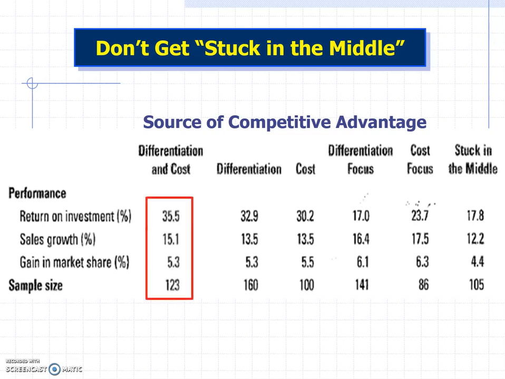Let me just show you the numbers first. The return on investment is actually the highest. And sales growth is quite good, and so is the gains in market share. This is not getting stuck in the middle. This is actually saying, well, we're going to pursue a differentiation strategy, but at the same time, we're not going to ignore lowering our costs or trying to be most cost efficient. This is actually quite intuitive.